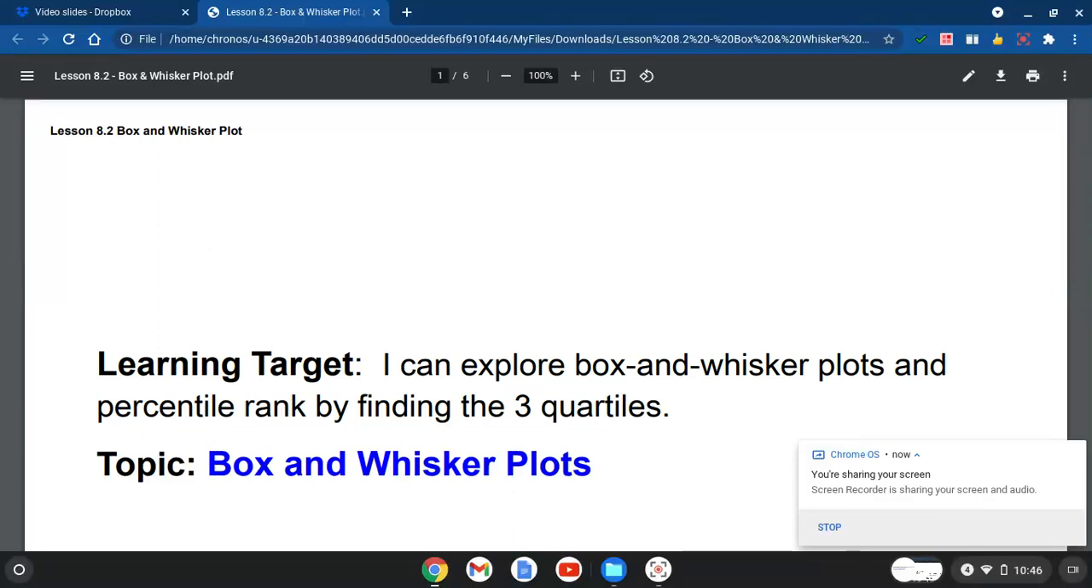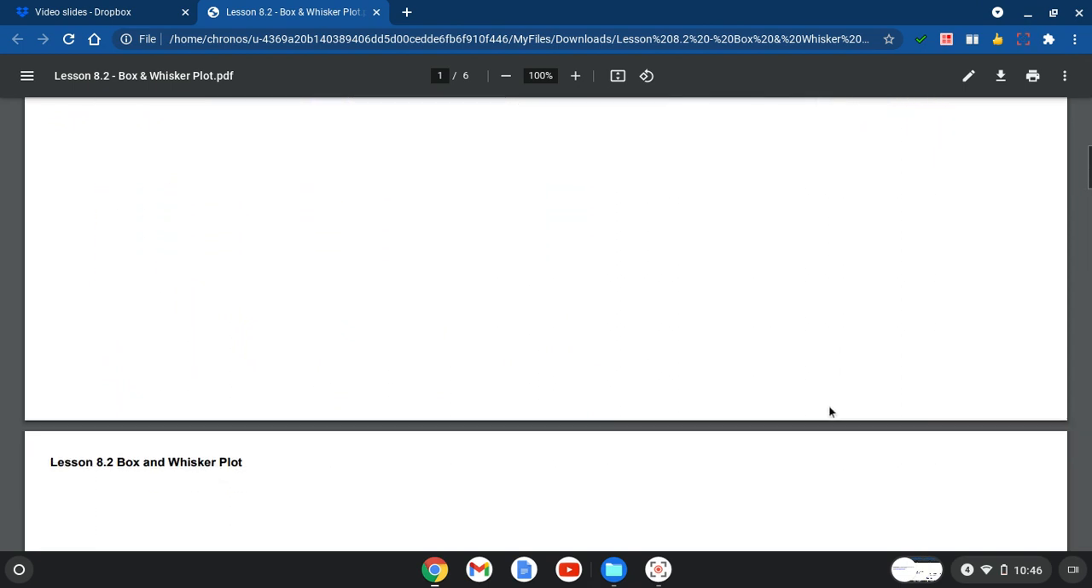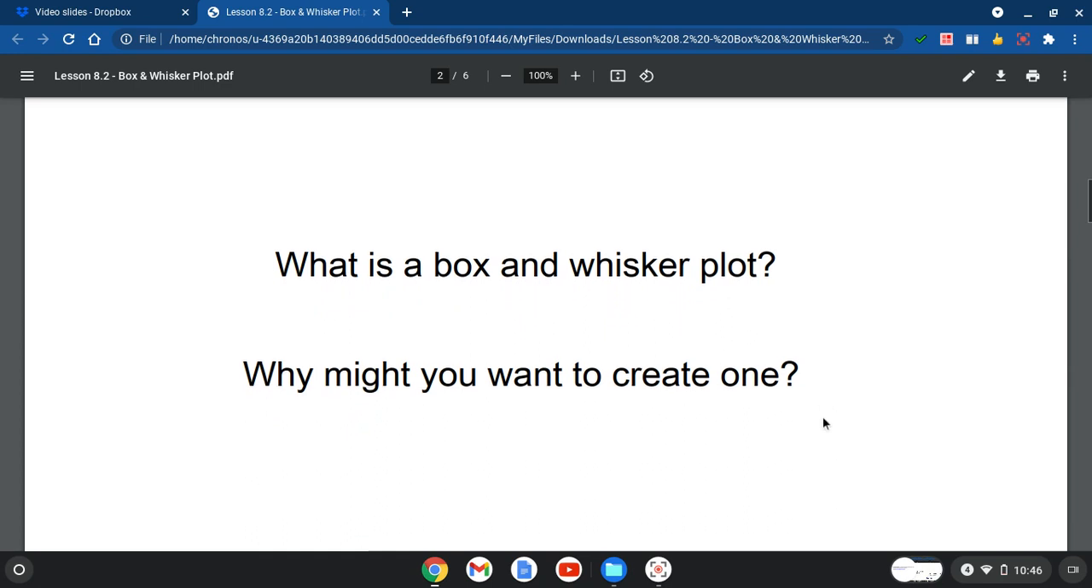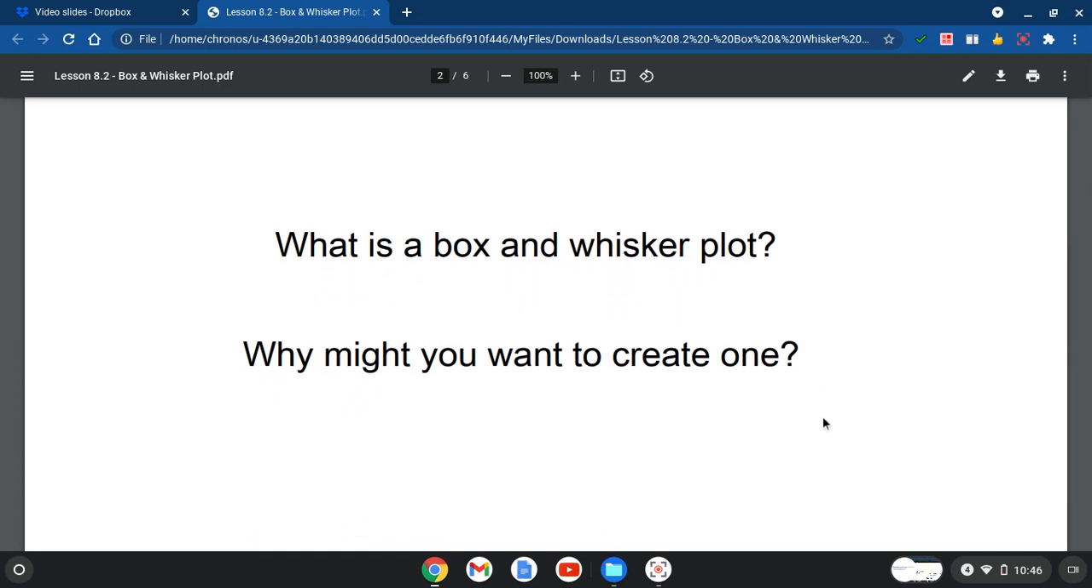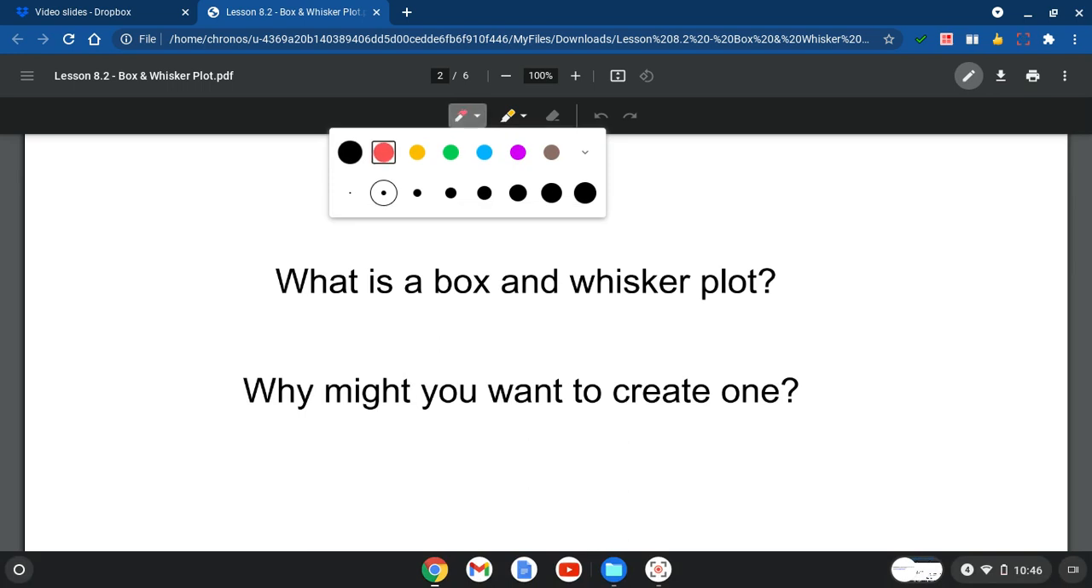Hello, boys and girls. In Lesson 8.2, we are going to explore box and whisker plots and percentile rank by finding the three quartiles. Let's begin by defining what a box and whisker plot is. A box and whisker plot is basically a graph used to show the variance in a set of data.